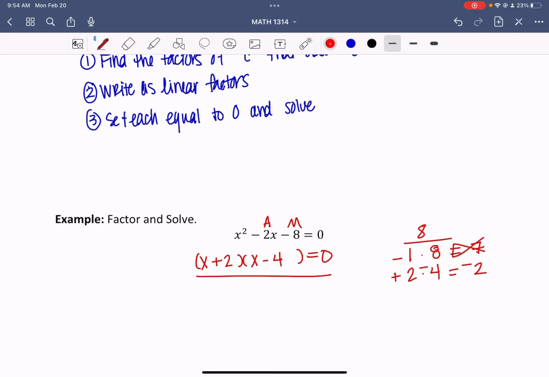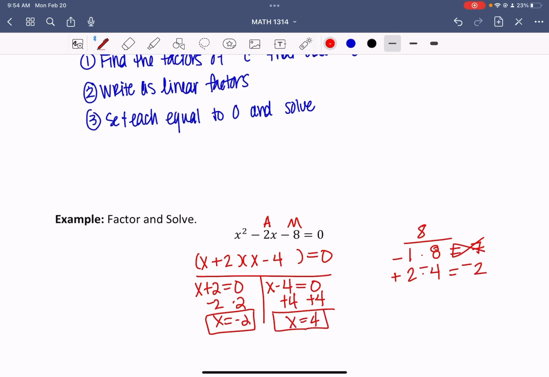So I like to draw a table and go, well, that means x plus 2 could have been 0, or x minus 4 could have been 0. So I'm going to subtract 2 from both sides to solve for that. So x equals negative 2. Or I'm going to add 4 to both sides, and I get x equal to positive 4.